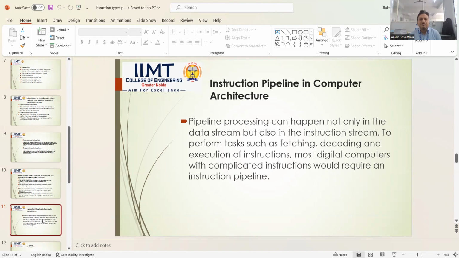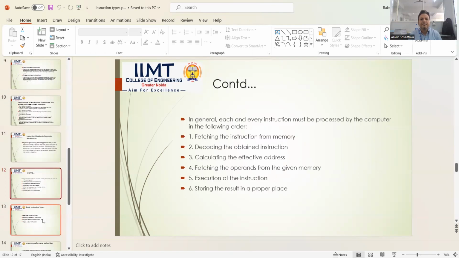So most digital computers with complicated instructions would require an instruction pipeline. So every computer needs to have its instruction pipeline. In the next slide, we will continue with what pipelining processing is. In general, each and every instruction must be processed by the computer in the following order, so that we can execute our instruction. Number 1 is fetching the instruction from memory.